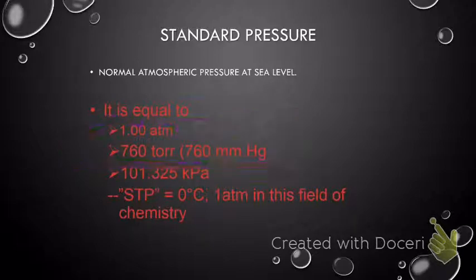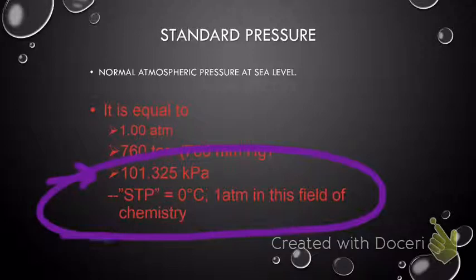Likewise, 1 atm is equal to 101,325 pascals, or 101.325 kilopascals. Now, in general chemistry, we have what we call the standard temperature and pressure, and the standard temperature is 0 degrees Celsius and 1 atm pressure. And so if we're under those standard conditions, that's what we're talking about.